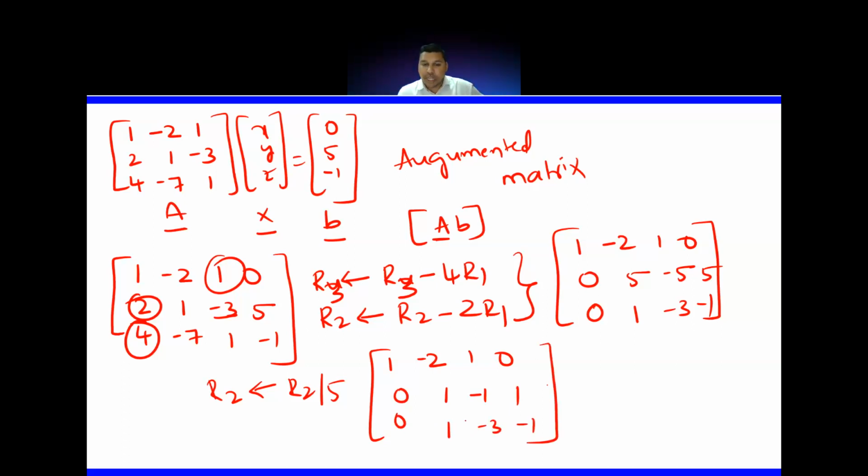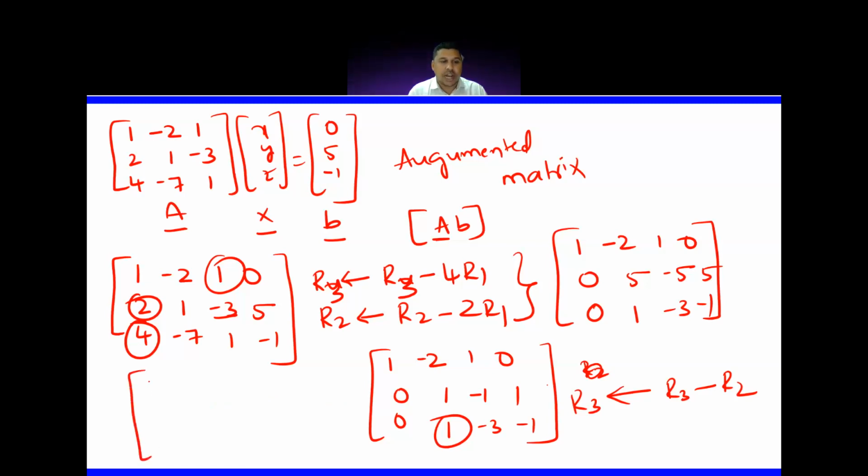Now our next target is to make this 0. How can we make this 0? Can you subtract, R3 minus R2? If you do that, we may get this value as 0. So R3 is R3 minus R2 if I subtract, and I may get the matrix.